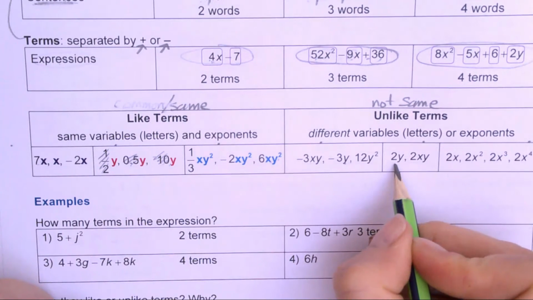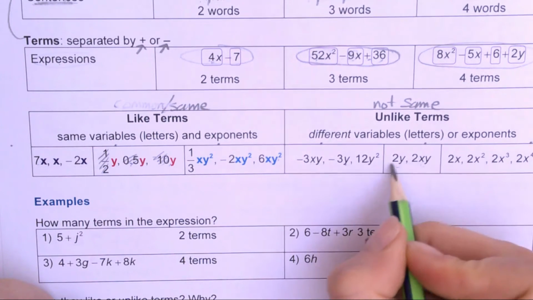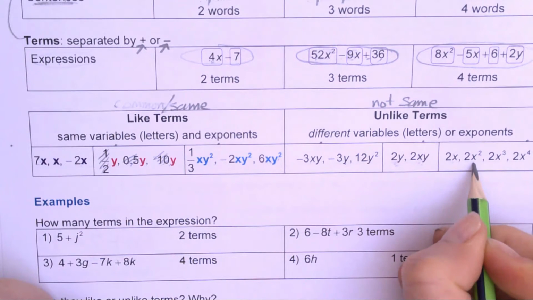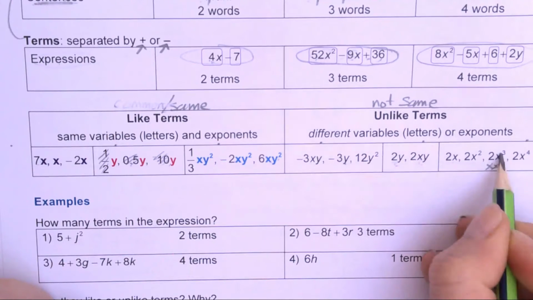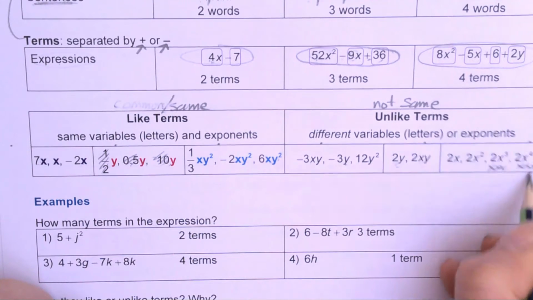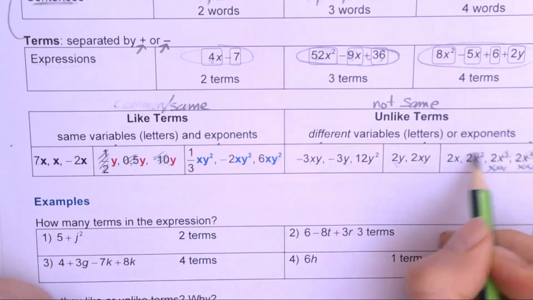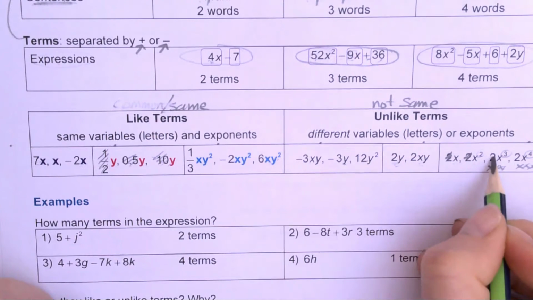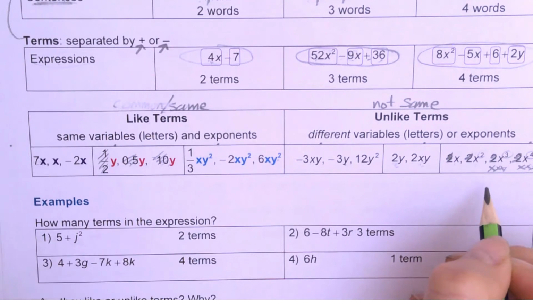Here, these are unlike because this has x, y. This one doesn't have an x. This has 1x. This has 2x. This has 3 x's. This has 4 x's. So the x's are the same, but the exponents are not, and because the exponents are not, they're unlike. I don't care about the coefficient. They're all the same here, but that doesn't help you decide if they're unlike or like terms.